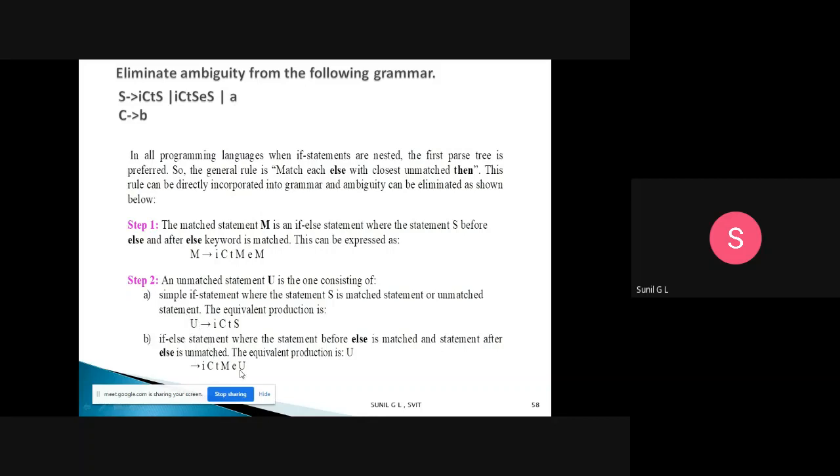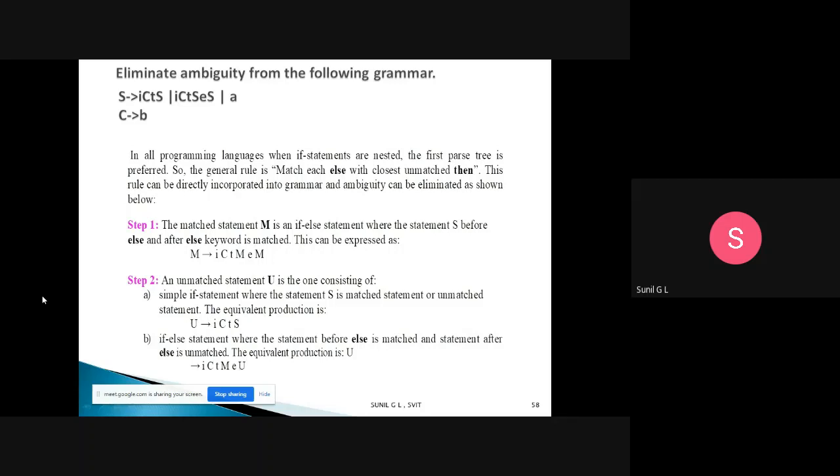So if you replace this U with iCtS, this is nothing but an if-else statement where the statement before else is matched and the statement after else is unmatched. That one will be represented using U tends to iCtMeU, that is, if condition then matched statement, else unmatched statement. Let's see here.